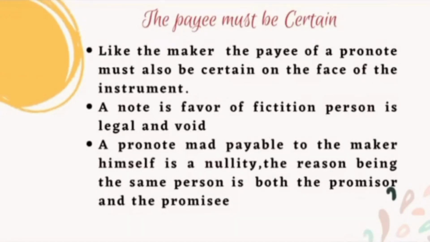Like the maker, the payee of a note must also be certain on the face of the instrument. A note in favor of a fictitious person is illegal and void. A note made payable to the maker himself is a nullity, the reason being that the same person is both the promisor and the promisee.